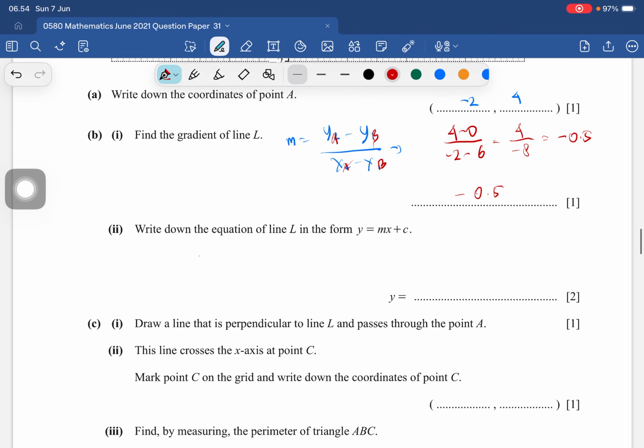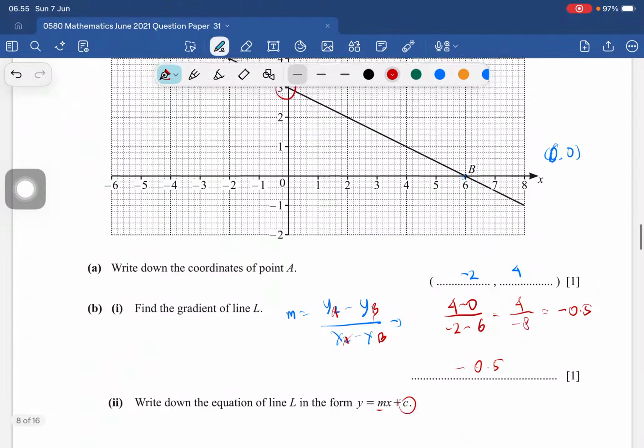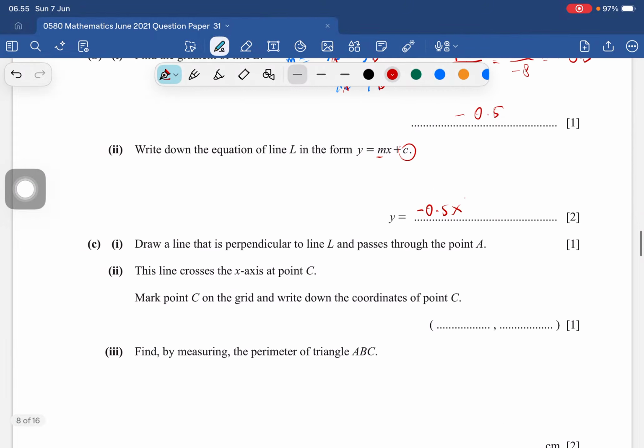Write down the equation of the line. The equation is y = mx + c. We have the gradient -0.5, so -0.5x. What is our y-intercept? When the line cuts the y-axis, it is equal to 3, so plus 3.